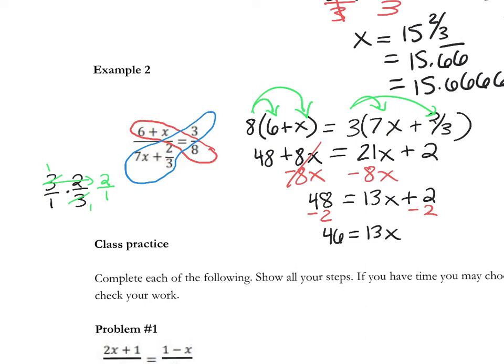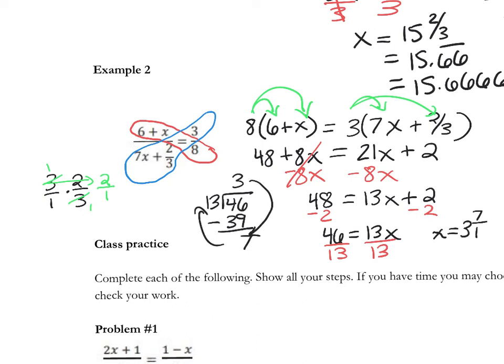Now you can grab your calculator tab or your calculator anytime. I don't have one and I'm on an iPad. So off to the side, I'm just going to model long division. 13 goes into 46. So 13 times 3 gives me 39. 46 minus 39, I get 7. So that would be 3 and 7/13. So x equals 3 and 7/13. So there is our answer.